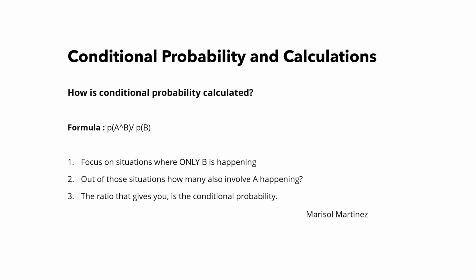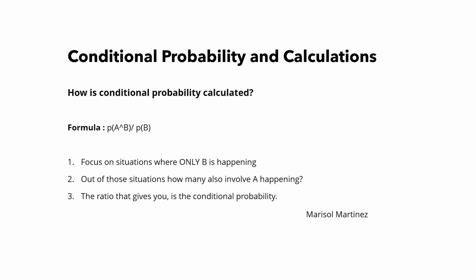Now that we better understand what conditional probability is, we can learn how to calculate it. The formula here is spoken as the probability of A given B is equal to the probability of A and B divided by the probability of B. That is the formula for the calculation of conditional probability.